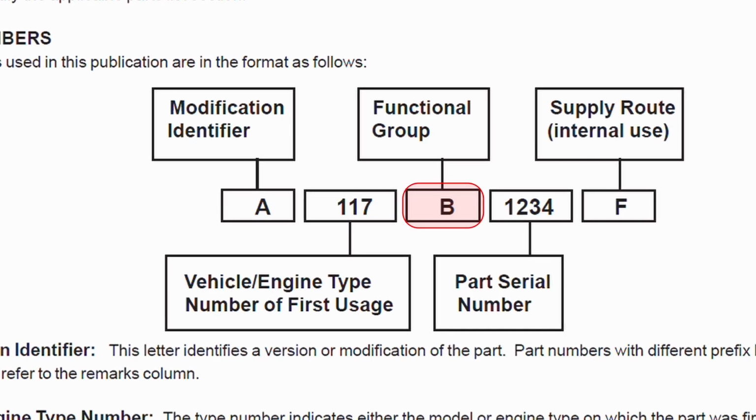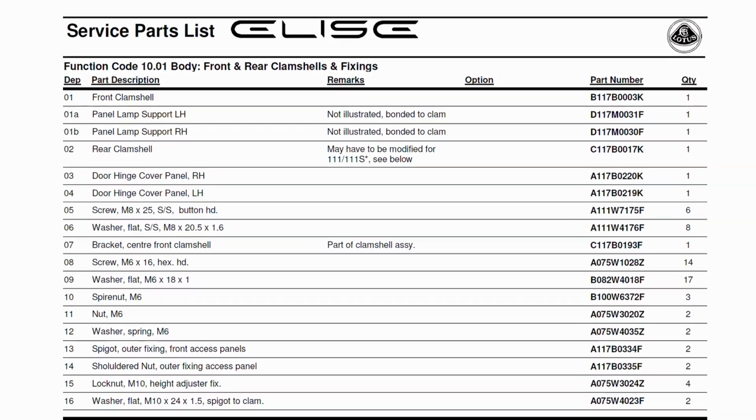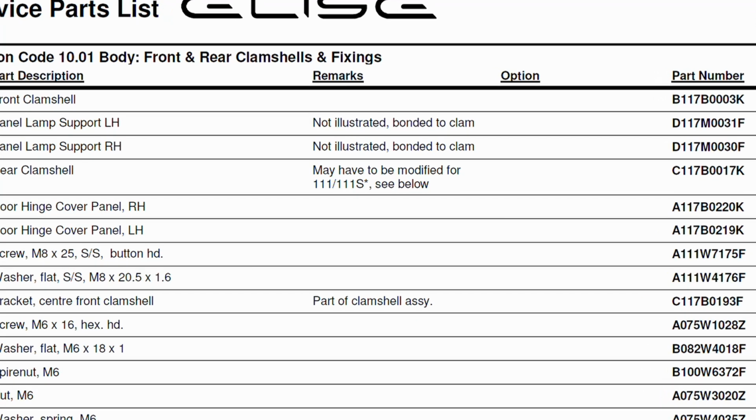And then there's a series of functional groups, where they break the car up into different sections. So chassis, body, front suspension, rear suspension, and so on. After that, you have a serial number, which allows there to be up to, say, 10,000 parts in that functional group for a given car, which is more than enough. And then it ends with a supply route, which is for internal use. So at a glance, if you were working at Lotus, you would very easily be able to see at the very least what vehicle it's assigned to and what functional group it is.